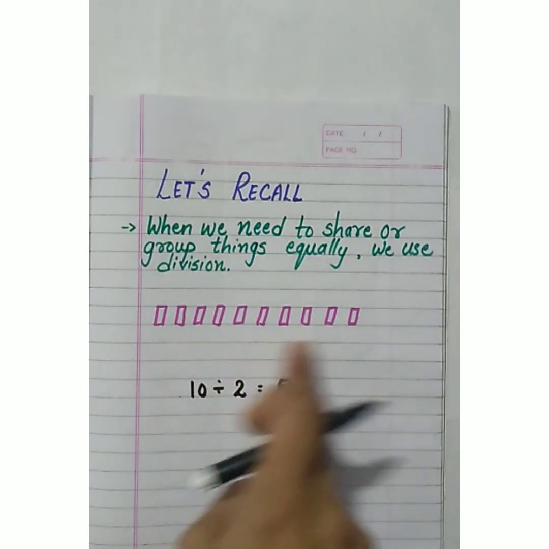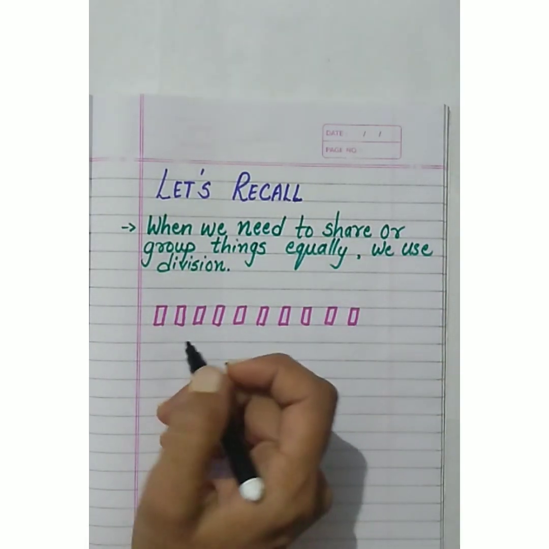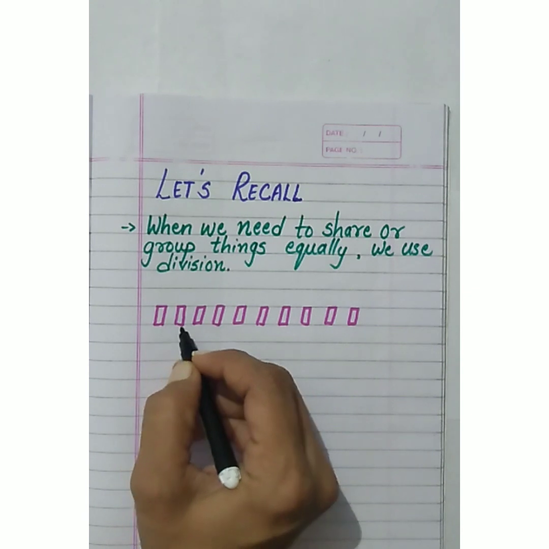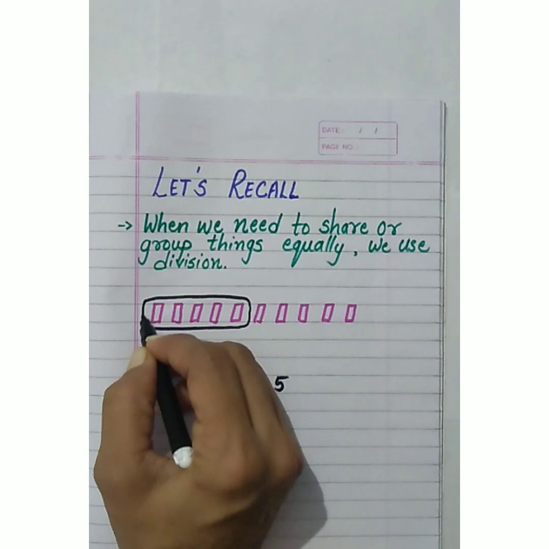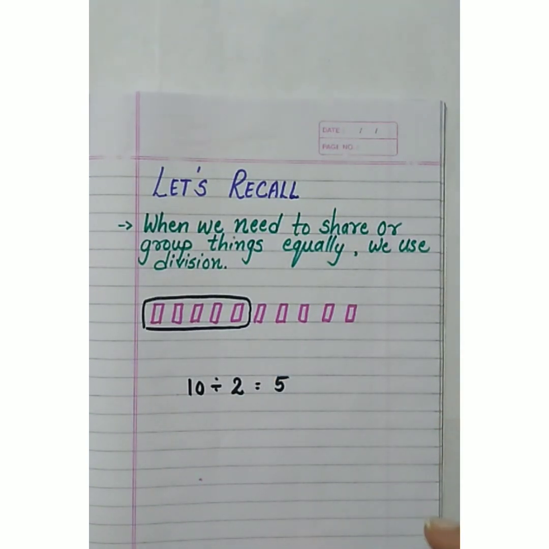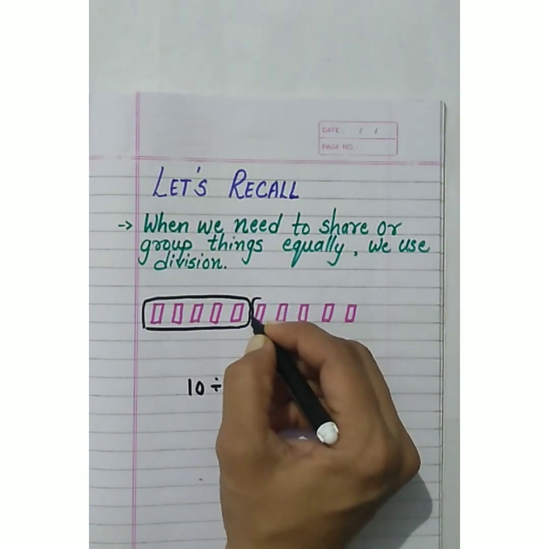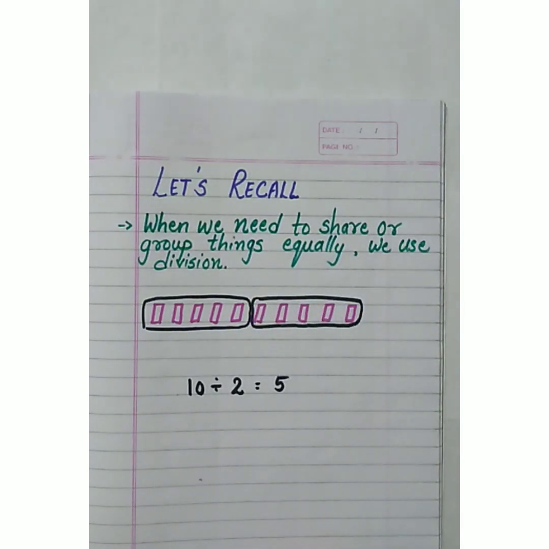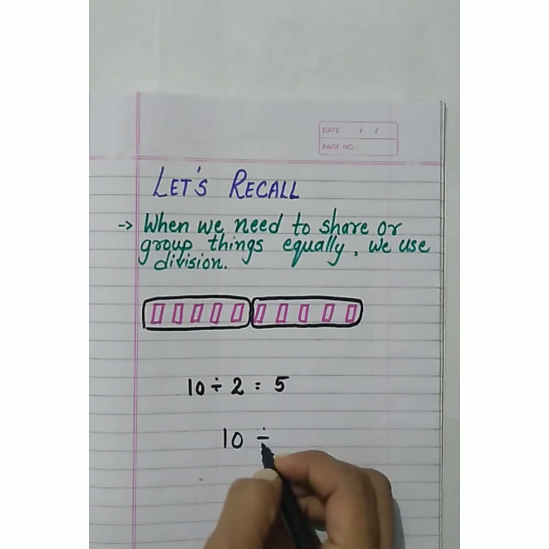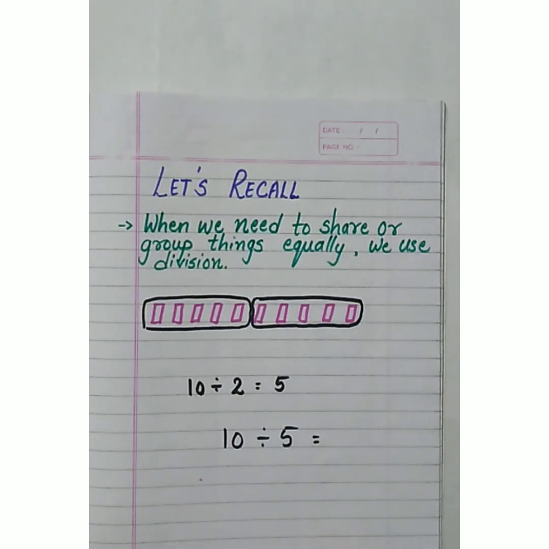Or 10 chocolates made into groups. Let's make the group 1, 2, 3, 4, 5. So this is one group of 5 chocolates. And this is another group of 5 chocolates. So 10 chocolates made into groups of 5 makes 2 groups. That is 10 divided by 5. So if we divide 10 by 5, we will get 2 groups.